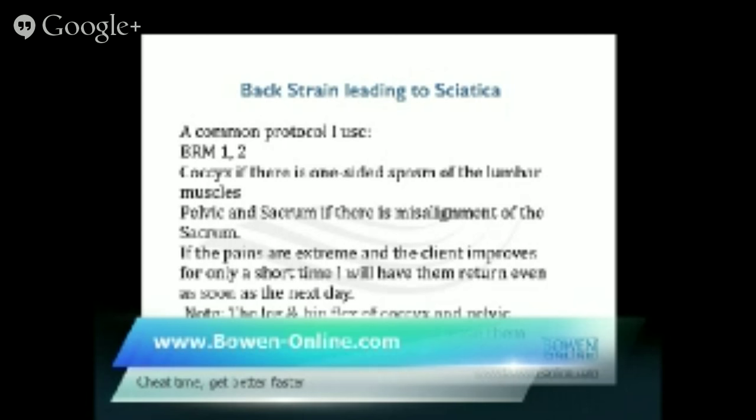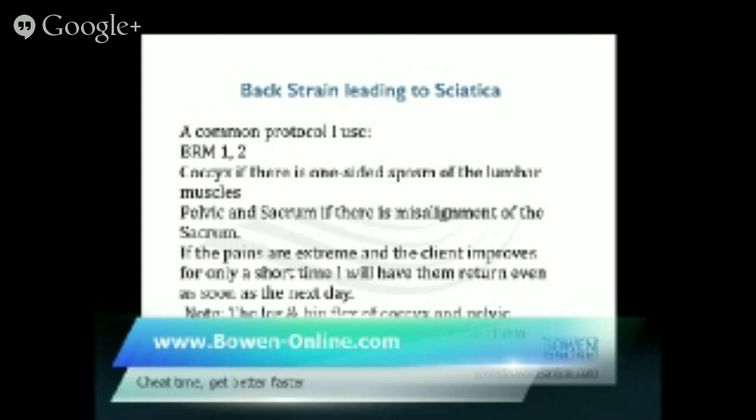So let's take an example of a back strain leading to sciatica. And a common protocol that I would use would be BRMs 1 and 2. I would strongly consider the Coxix if there is a one-sided spasm in the lumbar muscles. And you'll be able to understand if that's the case when you do any assessment, either moves 1 and 2 of BRM1, but especially you'll see it during moves 9 to 16 of BRM2 if you do that procedure.